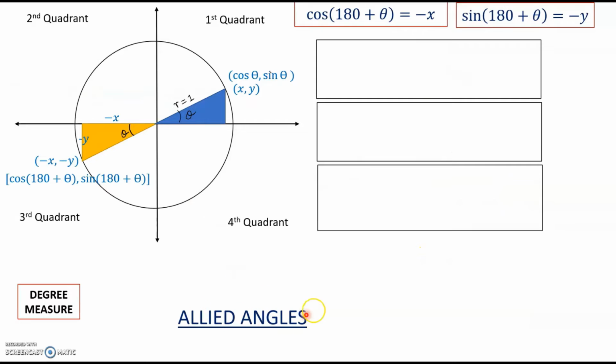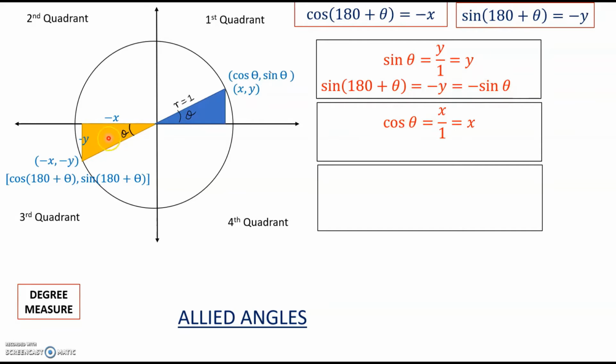We have a few more allied angles. We'll quickly go through them all. The next allied angle that we will look at is 180 degrees plus theta. We know this coordinate will be negative for both x and y on the third quadrant. So my cos(180 plus theta) will be minus x, sine(180 plus theta) will be minus y. I have it here. Further, considering this right angle triangle and finding sine theta, you will get y. Applying it onto this, sine(180 plus theta) is equal to minus sine theta.